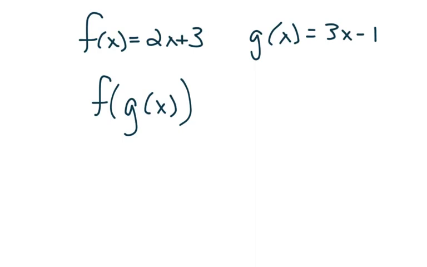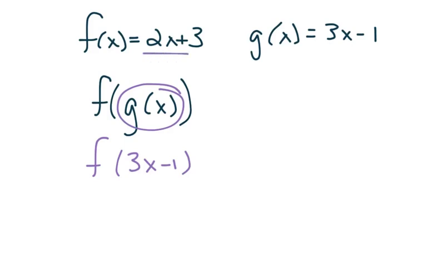Well, the output of g of x is this entire expression, 3x minus 1. So what we're telling you to do is make 3x minus 1 the input of f of x. In other words, we're going to substitute the whole entire expression, 3x minus 1, into f of x. Where does it get plugged in for? It gets plugged in for x.